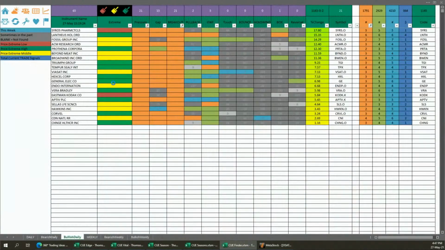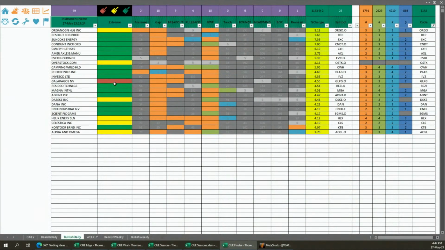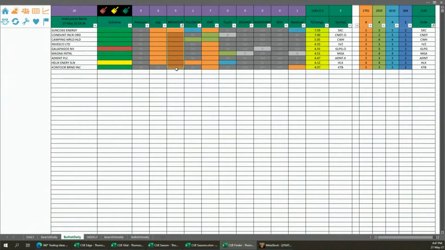Now let's look at their technical signals. So I am going from fundamental to technical, and maybe I am a breakout trader. I flagged for the breakouts.